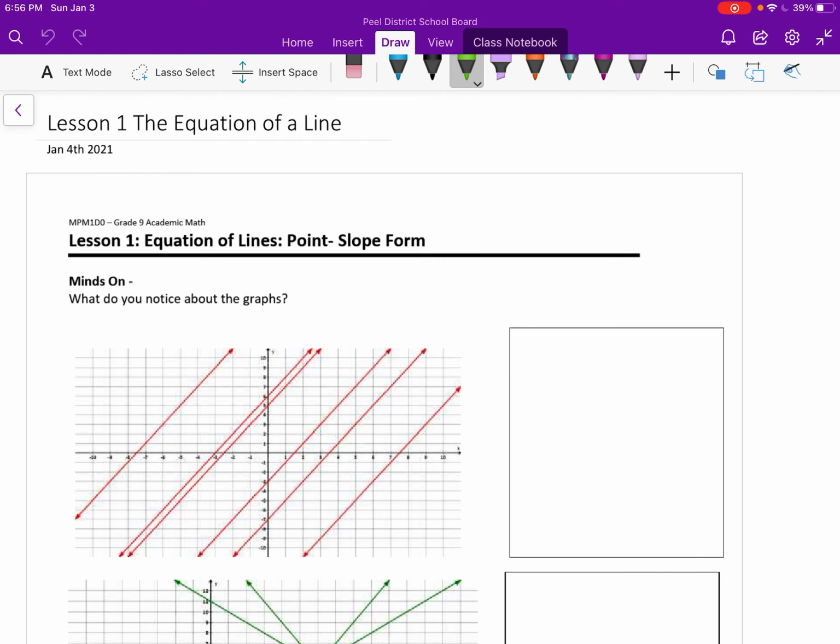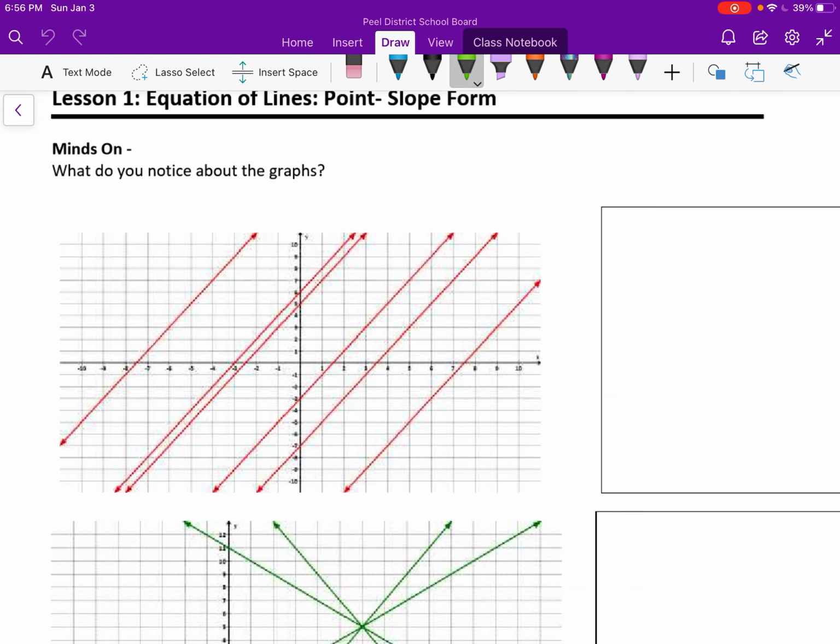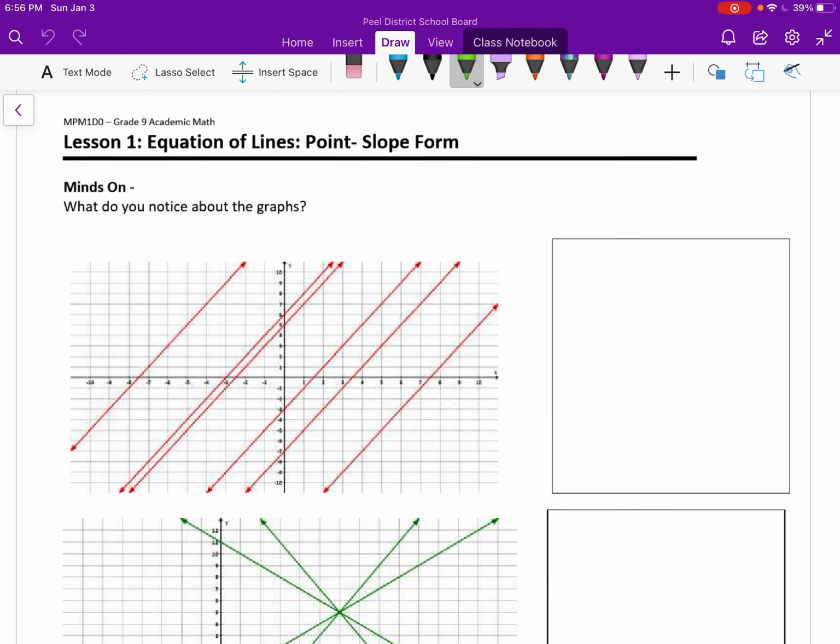This is Unit 5, Lesson 1. We're just going to dive right in. So we're going to start off with this first graph, and we're going to do a little bit of minds on. Today's lesson is going to be Lesson 1, Equation of the Line, Point Slope Form.